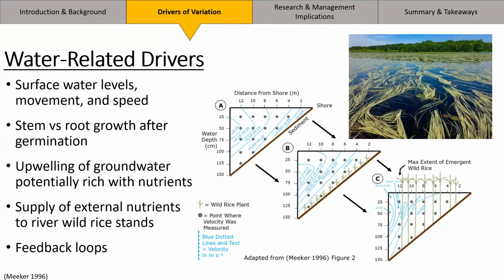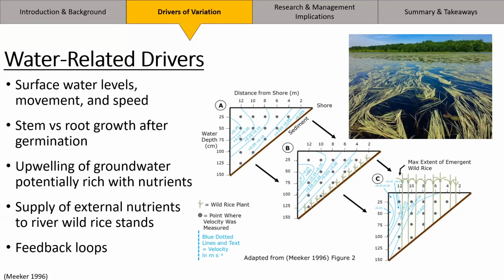This promotes differences in lake and river habitats, but it also facilitates differences within habitats, as shown here in this graphic adapted from Meeker 1996. In part A, you can see the environment before the germination. In part B, you can see the environment during the submerged stage, and then C is the emergent stage. In each of these, the blue dotted line represents the measured velocity in meters per second. And you can see how that velocity is slowed as the plant population grows.